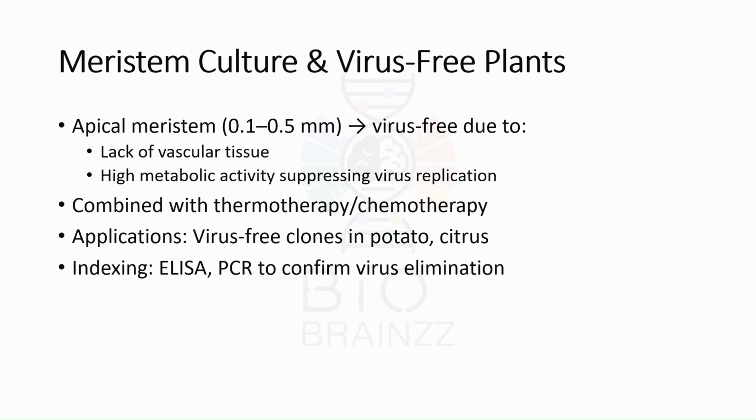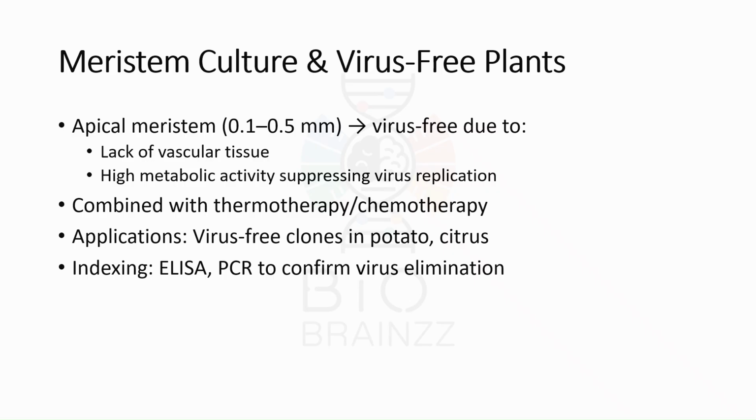Meristem culture utilizes the apical meristem region, 0.1 to 0.5 mm, which is typically free from viral infections due to absence of vascular connections and high metabolic activity. These properties prevent virus replication, allowing the regeneration of virus-free plants. This technique is often combined with thermotherapy or chemotherapy to enhance virus elimination efficiency.